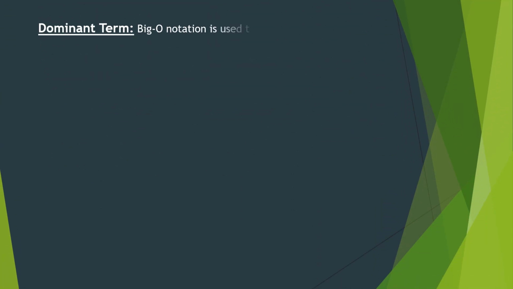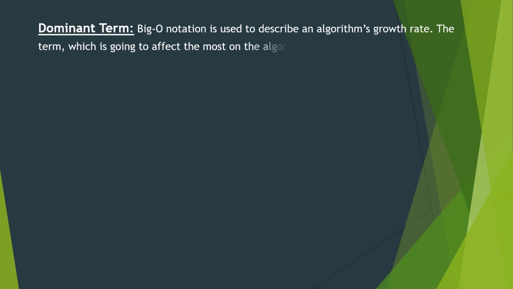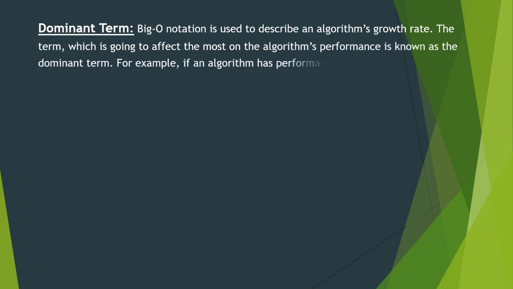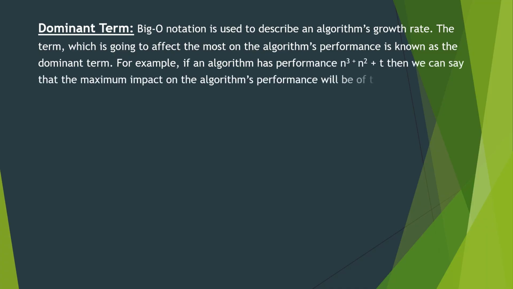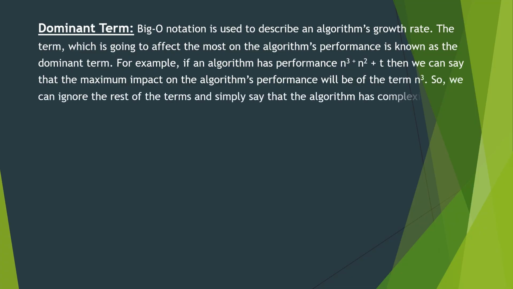Now the dominant term. The term which is going to affect the most on the algorithm's performance is known as the dominant term. For example, if an algorithm has performance n cube plus n square plus t, where t is a time constant, then we can say that the maximum impact on the algorithm's performance will be of the term n cube. So we can ignore the rest of the terms and simply say that the algorithm has complexity order of n cube. Why the maximum impact on the n cube? As you can see, t is a time constant, so n cube will always be bigger than n square. So that's why here the dominant term is order of n cube.